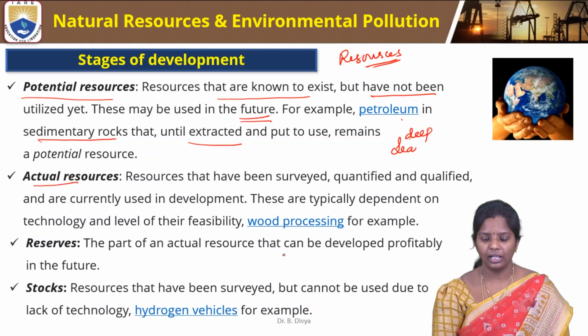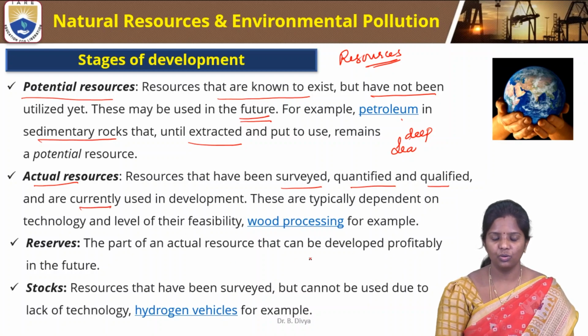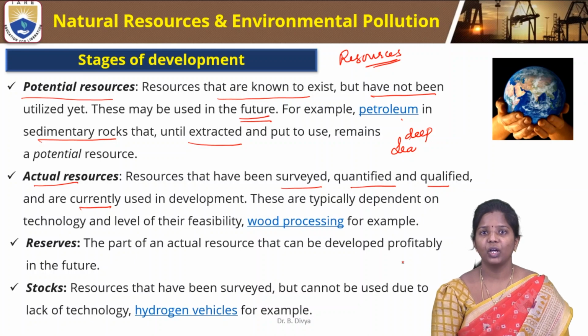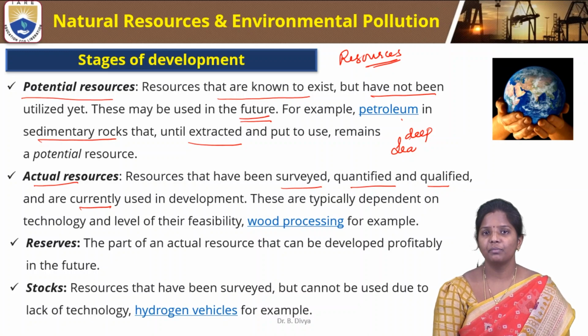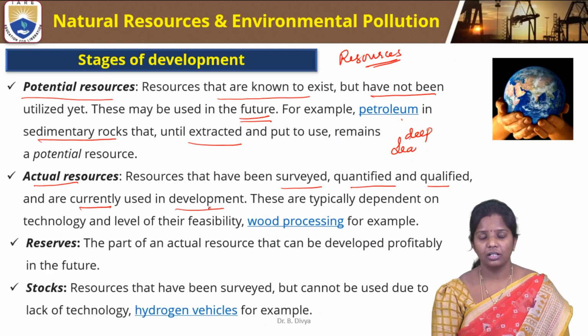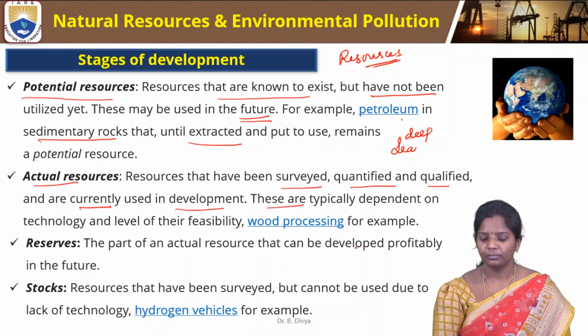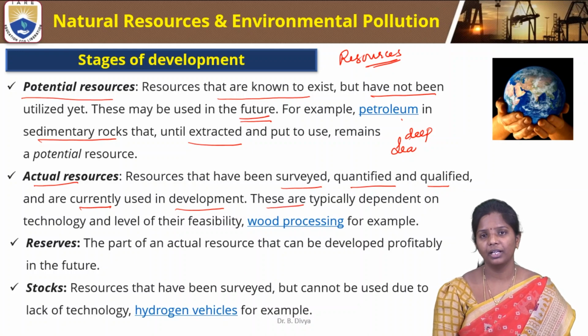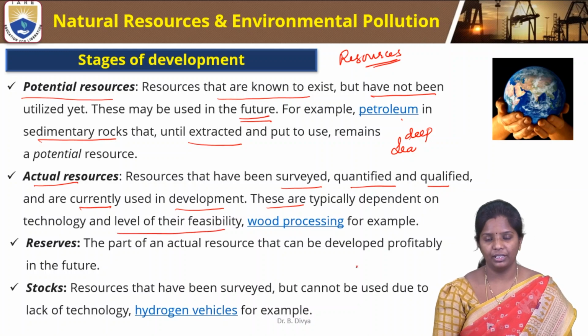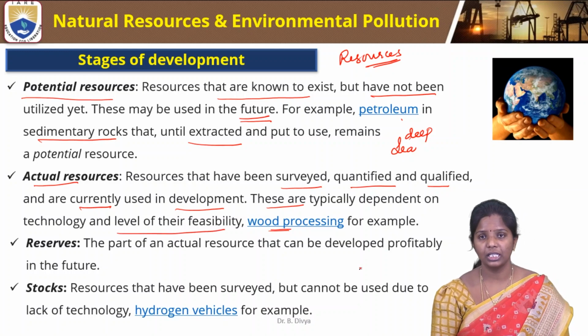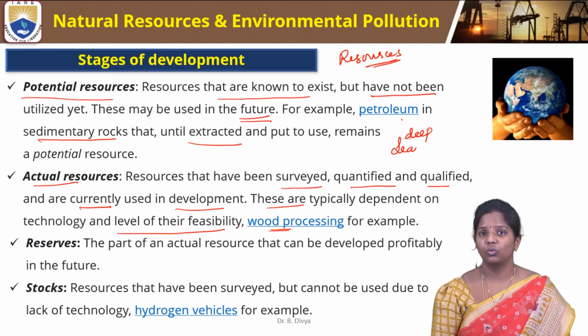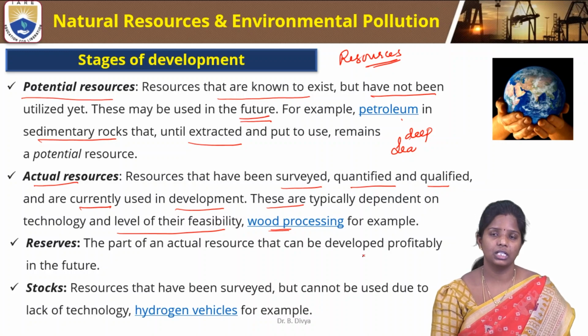Actual resources are those that have been surveyed, quantified, qualified and are currently used in development. That means we have identified them, quantified and qualified the quality and the purpose of that particular resource, and we keep on using it. That comes under actual resources. They are typically dependent on technology, which we need for identifying, quantifying and qualifying the resources, so it depends on technology and their feasibility. Wood processing is an example, wherein we use wood for making furniture, doors, windows, etc. This is an actual resource that we use in our daily life.